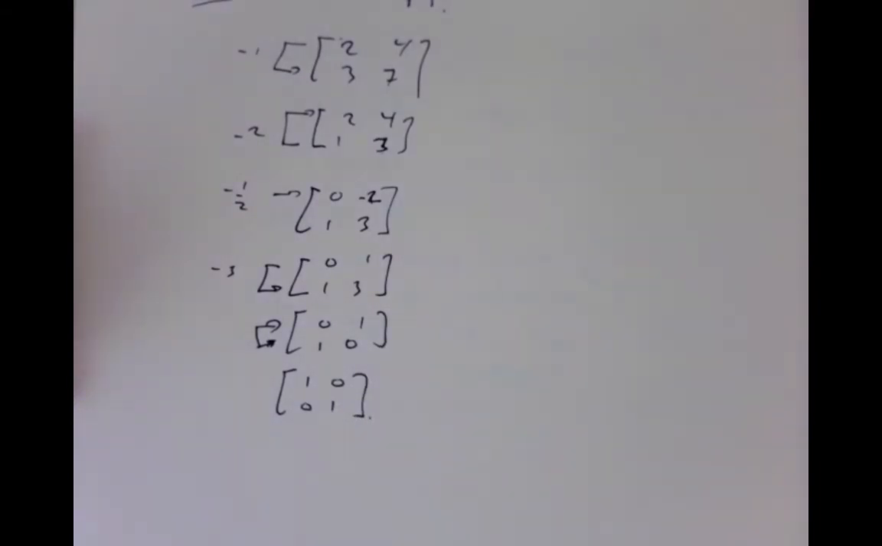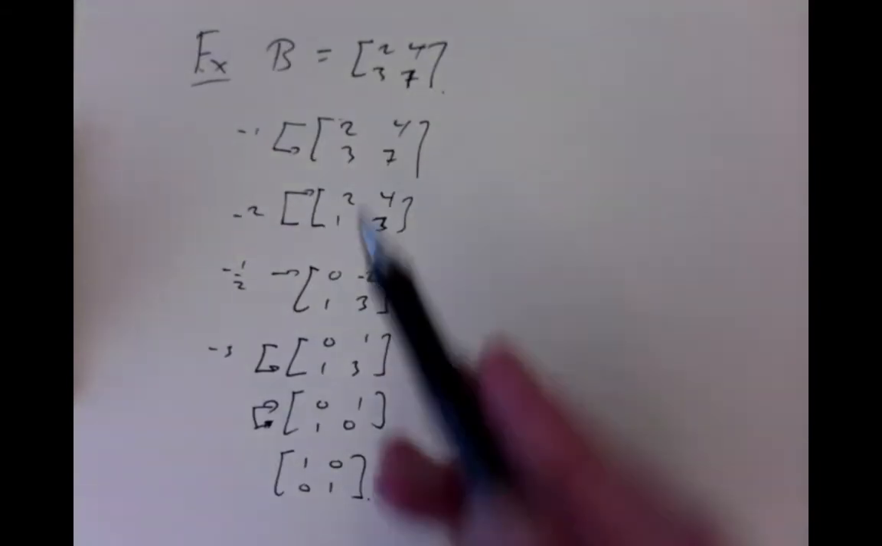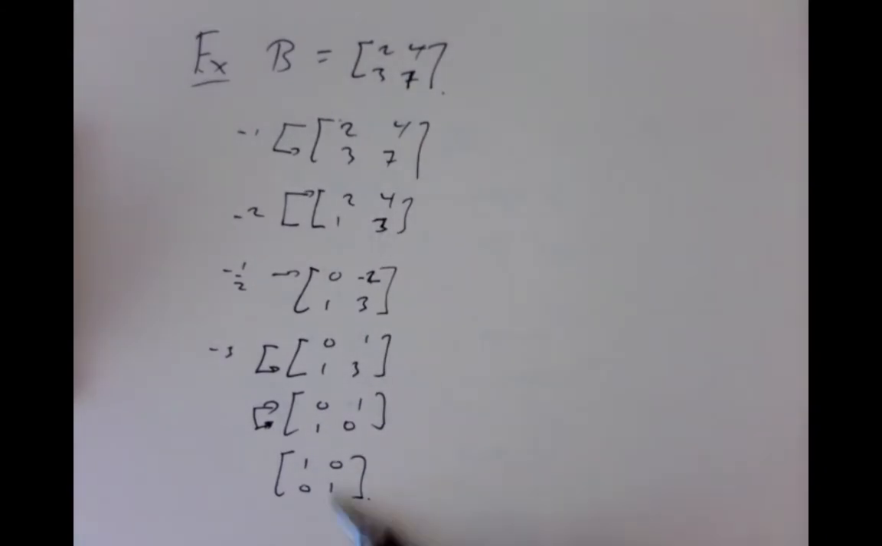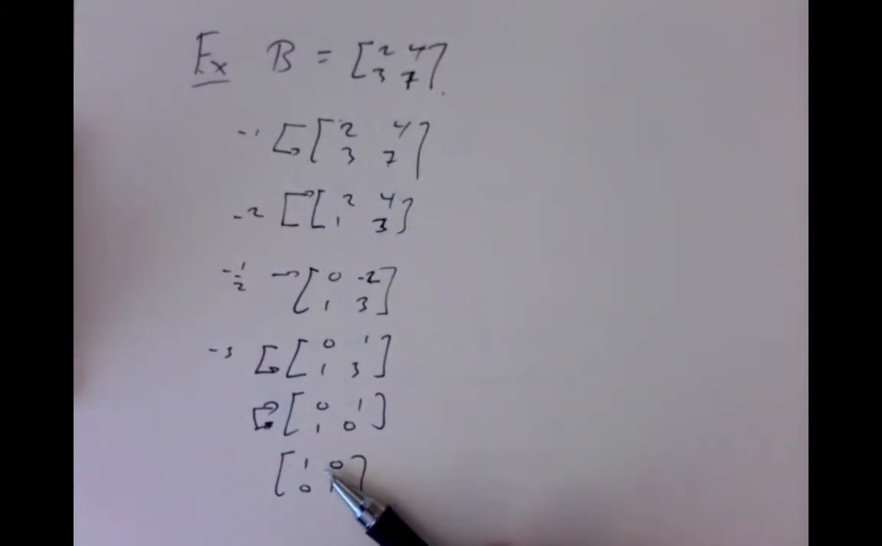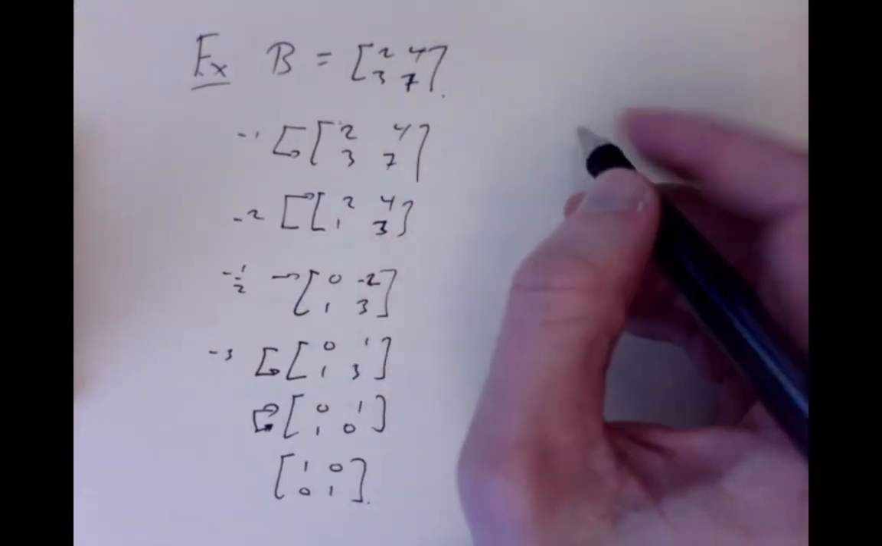Now that's the process of the Gaussian elimination carried out all the way from beginning to end. We started with this 2x2 matrix, and we ended up with the identity. Okay, now what we have to do is think about how we would write this as a product of these elementary matrices. So how do we do that? Well, we go back and look at the steps that we carried out.